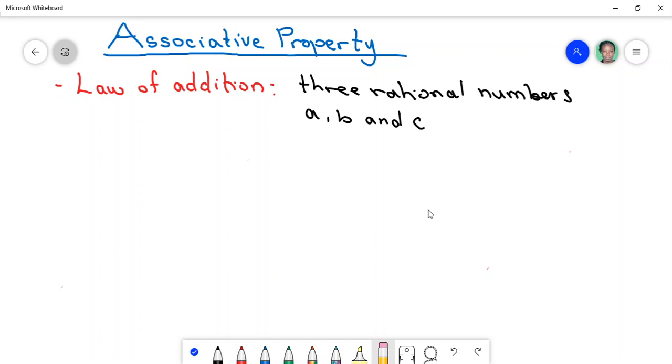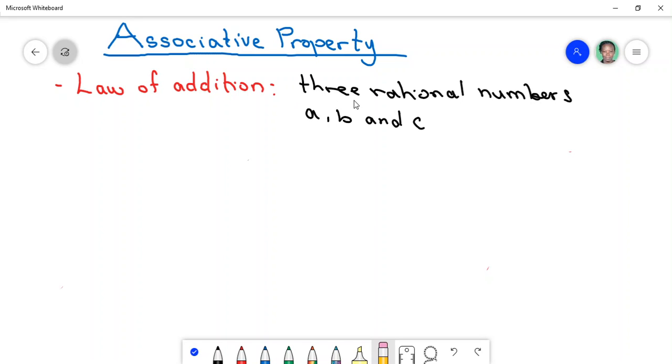Today's lesson is a continuation of the previous lesson on the properties of operations, the commutative property. In our lesson today, we are looking at the associative property, specifically the law of addition. What is the associative property? It says that regardless of how the numbers are grouped, using brackets or parentheses, we'll get the same result.